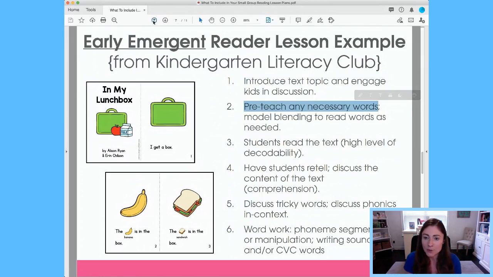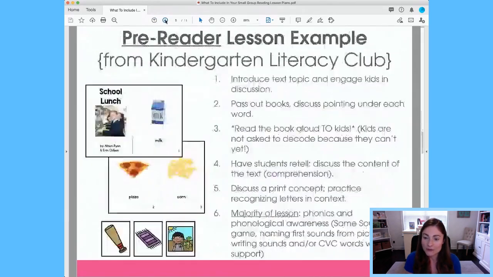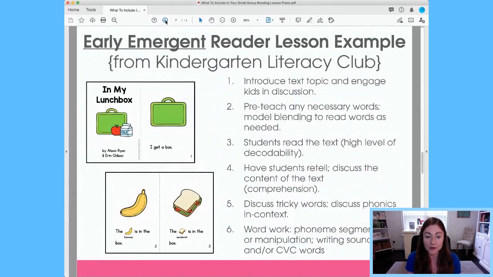Remember, I said with these little ones, we want text with a high level of decodability so that they can apply their phonics knowledge to the text. That doesn't mean that they have to be able to decode every single word in the text. You can pre-teach any necessary words. If blending is still hard, you can blend as a group a couple of words from the book before they actually read it. So you can provide support with that.